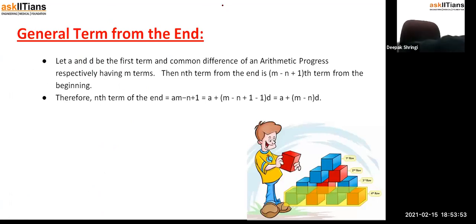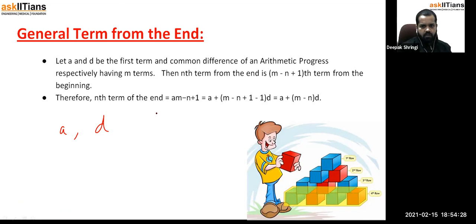Now, the general term from the end. You are asked for the general term from the end, right? Let a and d be the first term and common difference of an AP having m number of terms. Then the nth term from the end is the (m minus n plus 1)th term from the beginning. Therefore, the nth term from the end will be a plus (m minus n) into d.